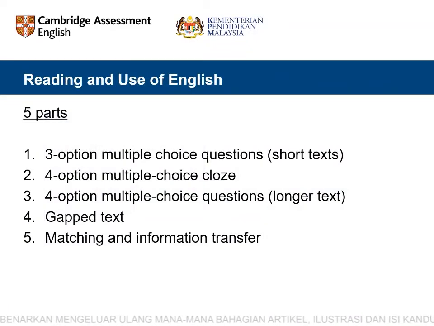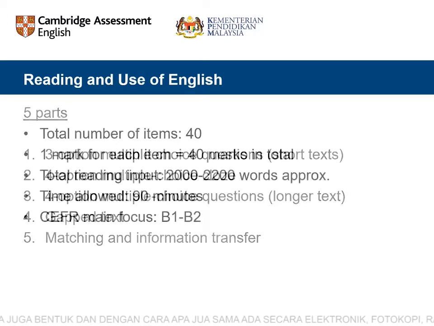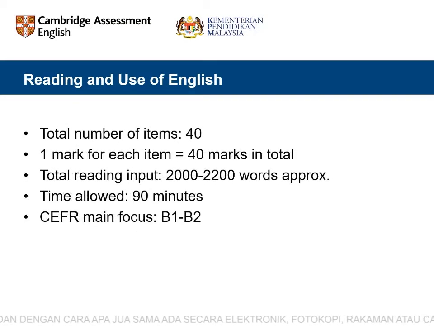The reading and use of English paper has 5 parts, which include a variety of short and longer texts and a range of different item types, including multiple choice, gapped text, matching, and information transfer. There are 40 items or questions in total, and each item is worth 1 mark, so the total number of marks is, of course, 40.